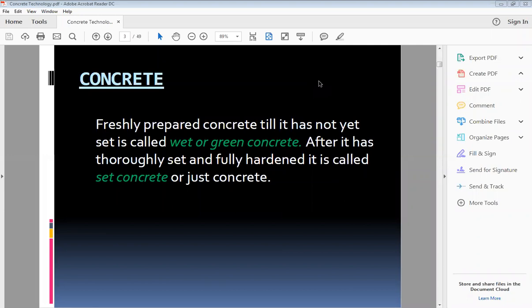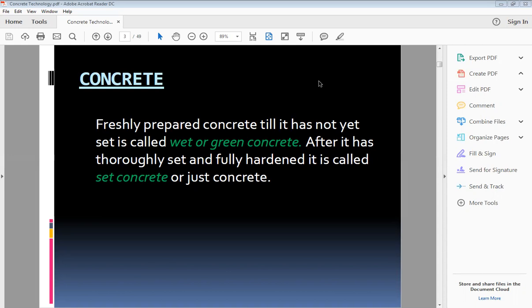Today we are going to start concrete technology. First of all, you should know the definition of concrete and where it is used, what the constituents of concrete are which make the concrete, and what the output of concrete will be. There are different components of concrete, for example cement, fine aggregates, coarse aggregates, and water. Apart from this, we also use admixture at some places where it is required.